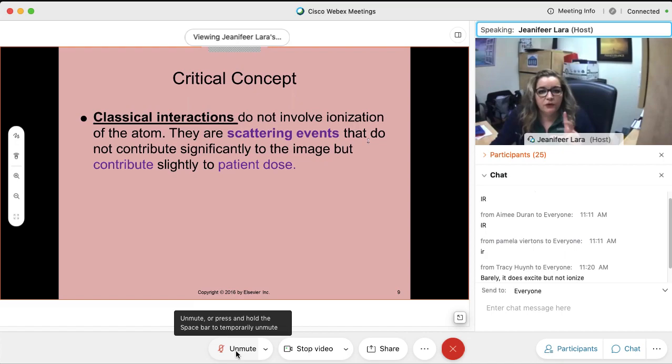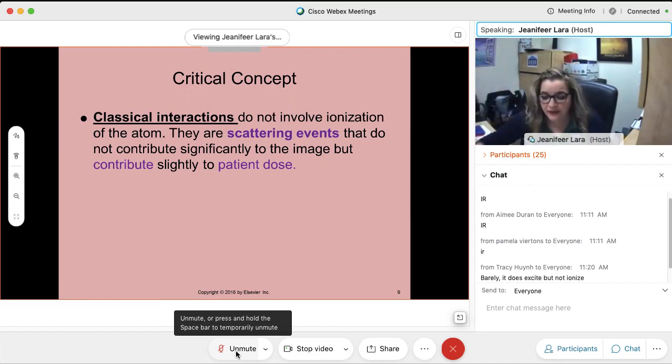So moving on. Here is the critical concept that you should be paying attention to in your chapter. Always, always, always: we have scattering events. These scattering events do not lead to image formation, but they do lead to increased patient dose, slightly. Because the tissue is created of atoms, and that energy eventually settles within those atoms inside of the tissue.